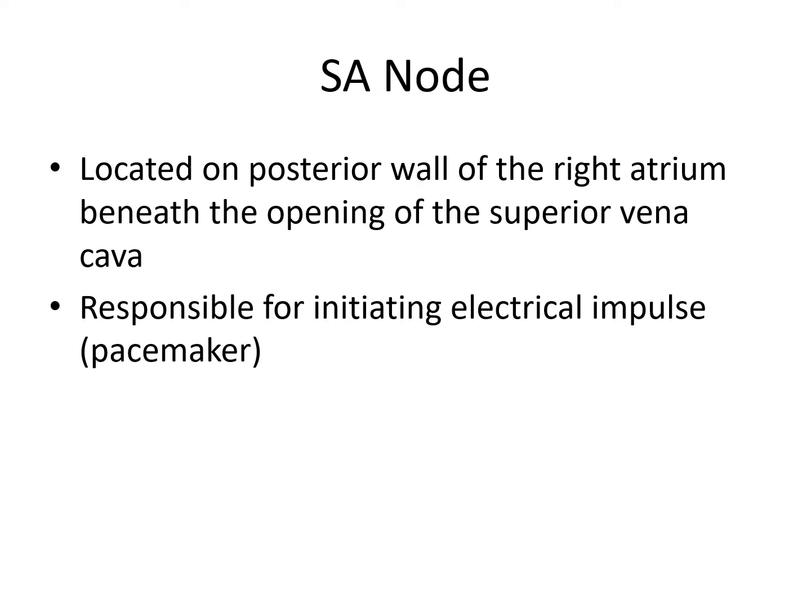The sinoatrial node, or SA node, is the pacemaker where the electrical impulse is generated. This node is located along the posterior wall of the right atrium, right beneath the opening of the superior vena cava. It is a crescent-shaped area and is about 3 millimeters wide and 1 centimeter long.